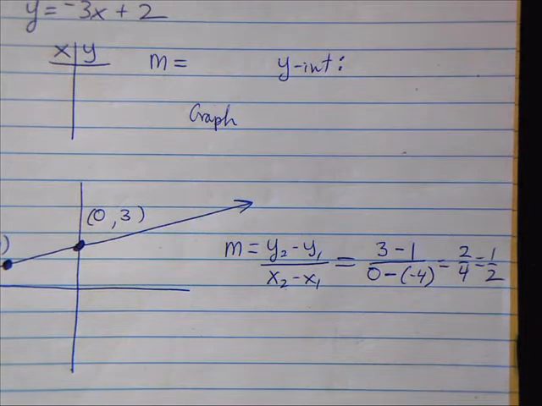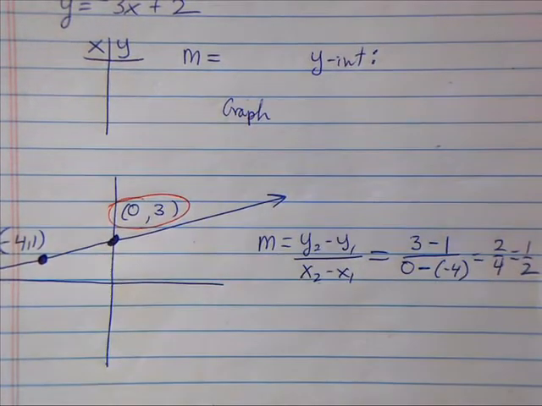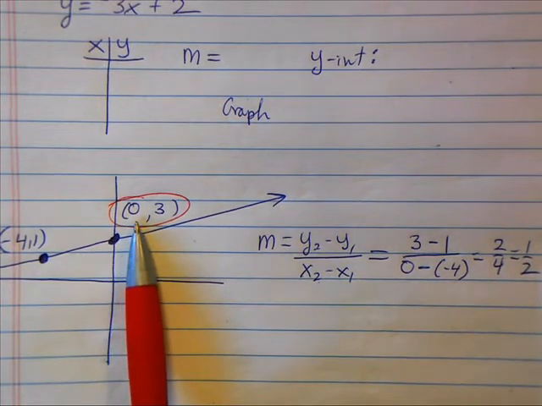So now we know the slope. And we know the y-intercept too. How do we know the y-intercept? Because we were given that as one of the points right there. There's our y-intercept. We can see it on the picture. Or we recognize that it's the y-intercept because it has 0 as its x value.